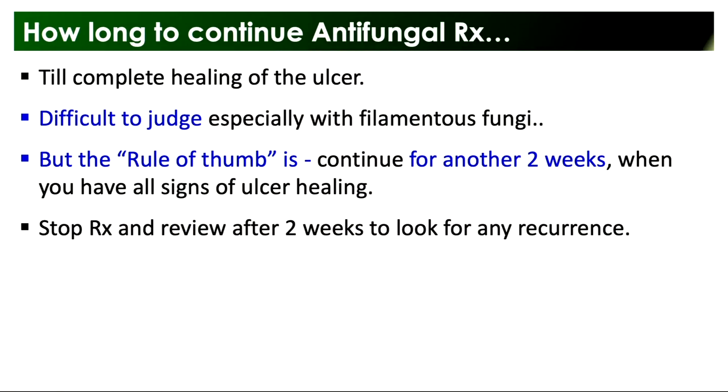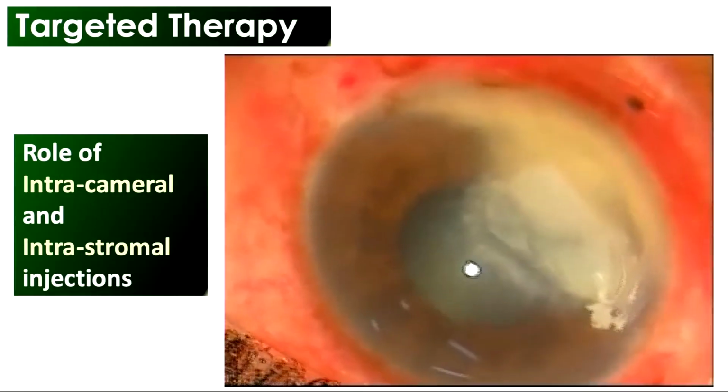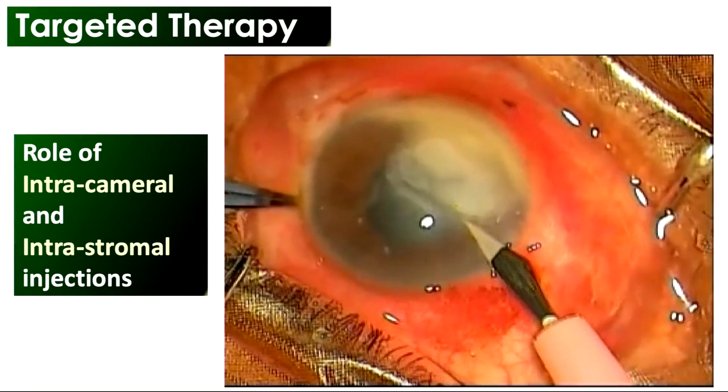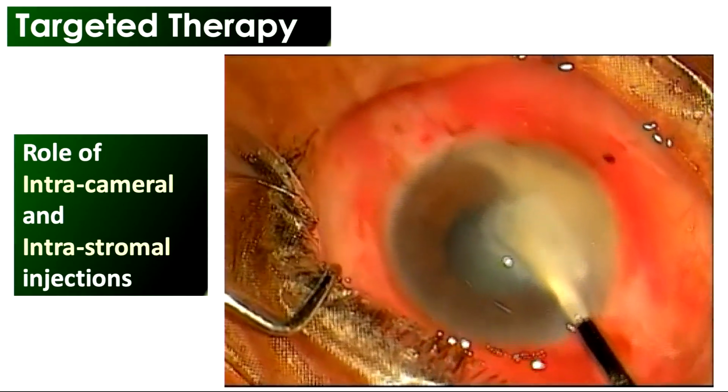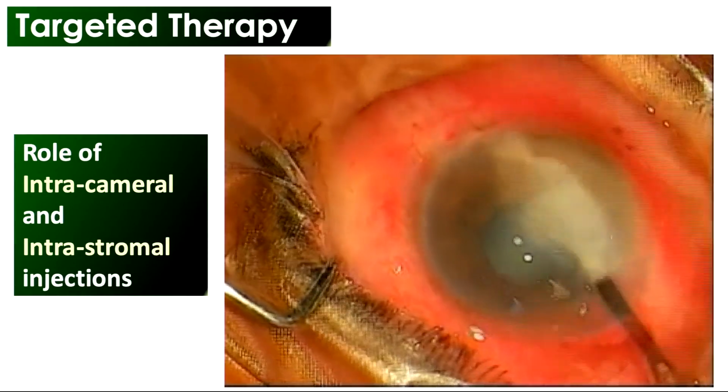The question is how long to continue antifungal treatment. That is a little dilemma because we see from the surface, we cannot see the depth, especially with filamentous fungus. So the rule of thumb is, when you think that it is healed, continue for another 2 weeks and call the patient and see whether there are any signs of recurrence, and then you can say that, yes, the ulcer is healed.